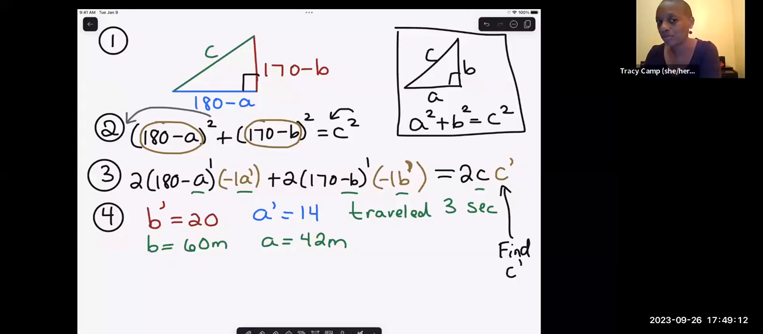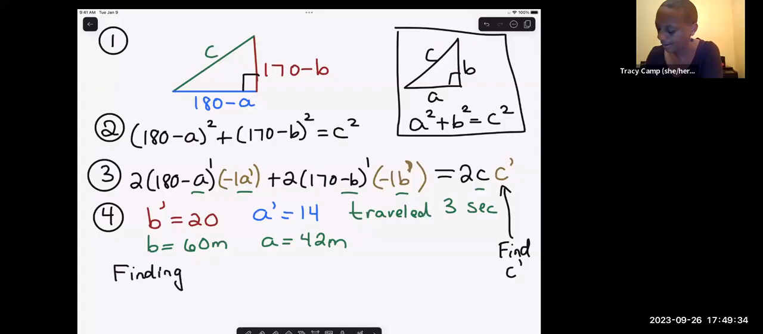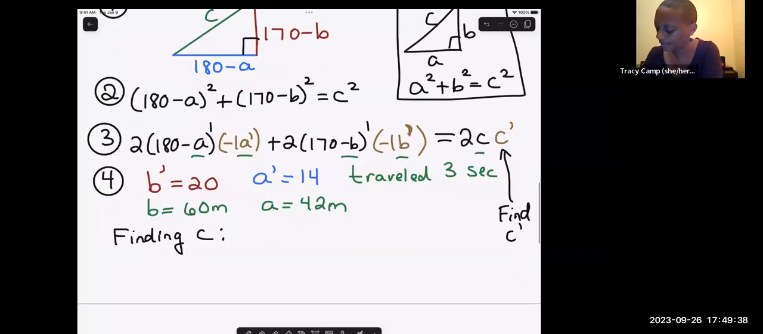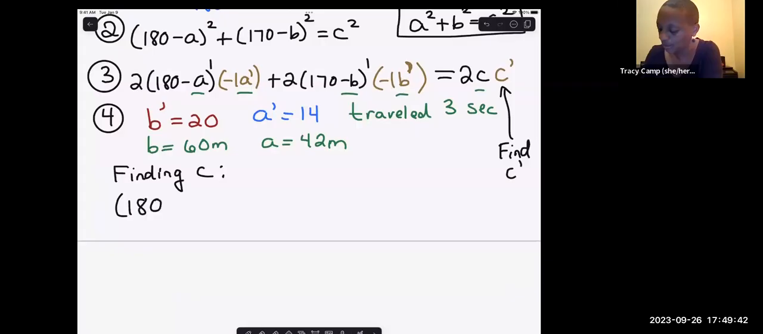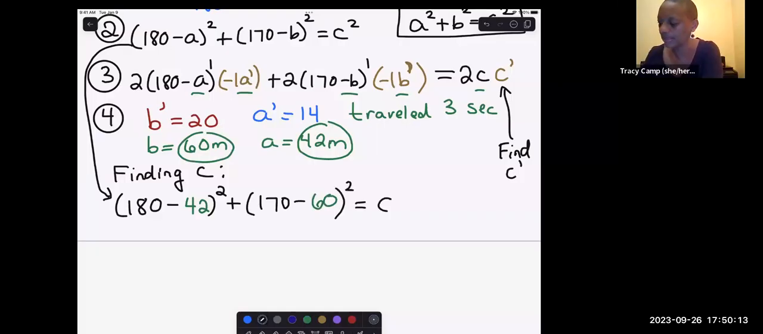And again, just like in the previous problem, we can find the C by using the equation that we got in the second step here. This equation, we're going to use this to find C. So just make a little note. Right now, we're going to start finding C. So we have 180. I'm using the equation from step 2. This equation right here. So I have 180 minus my A, which was the 42, quantity squared, plus 170 minus my B, which was 60, quantity squared equals my C squared, what I'm trying to find.